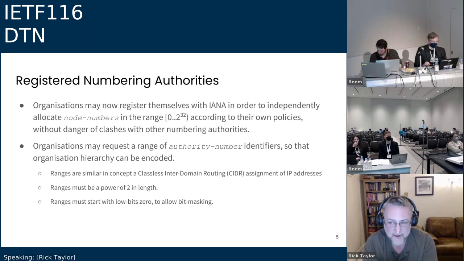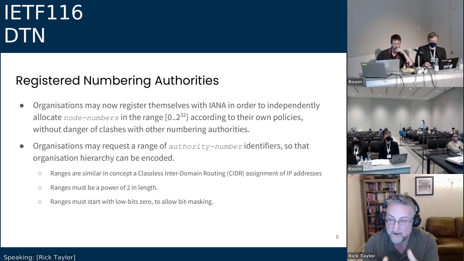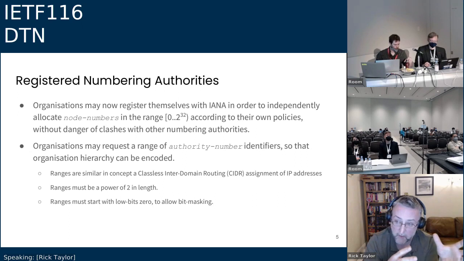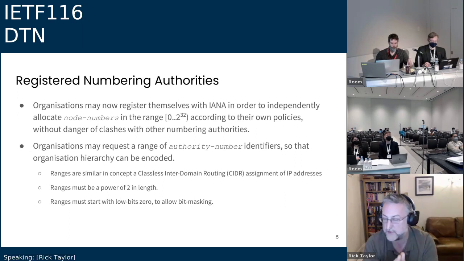How this gets adopted and how readily this gets used, we'll find out, but the capability is there for very little expense. So the rules around that are it's got to be a power of 2, and it's got to start with all low bits 0. So it has real similarities to CIDR IP address assignment, but of course these aren't addresses. This is a common prefix to the usual 2 to the 32 bits of node number that people can actually use to identify nodes. Adam, you're in the queue.